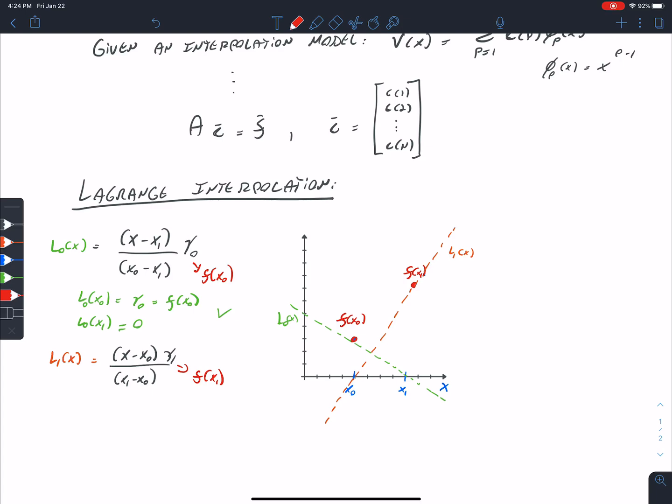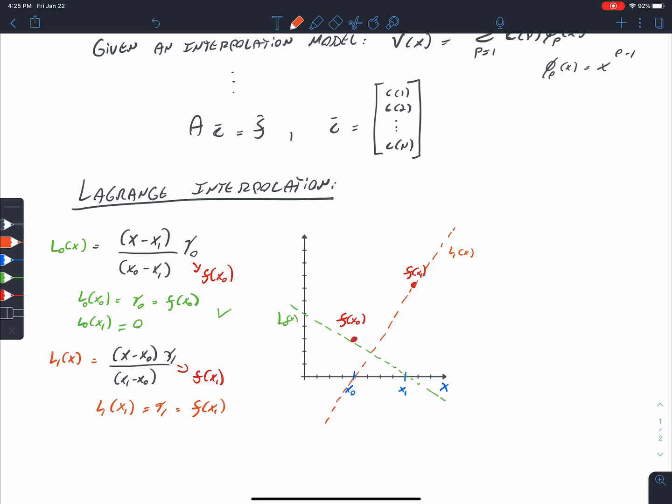So here's our line. Let's do the same exercise as above and see whether L1 at x1, what is that? Right? So we have to plug in x1 into this variable. So x1 minus x0 over x1 minus x0 is 1. So that works out. Times y1, this is y1. Which, again, we stated is going to be f of x1, right? We're abbreviating f of x1 as y1.